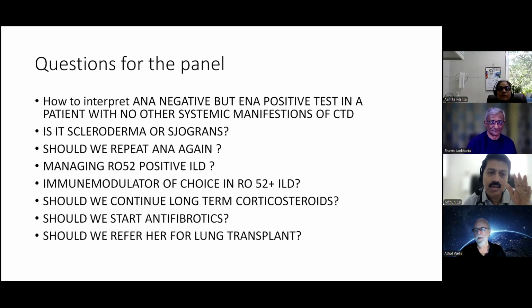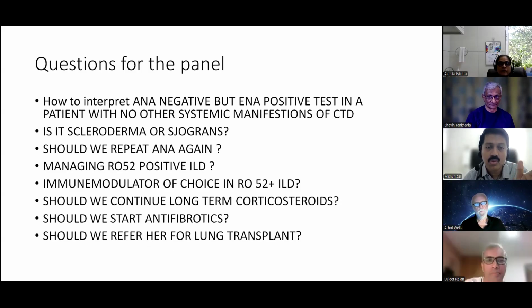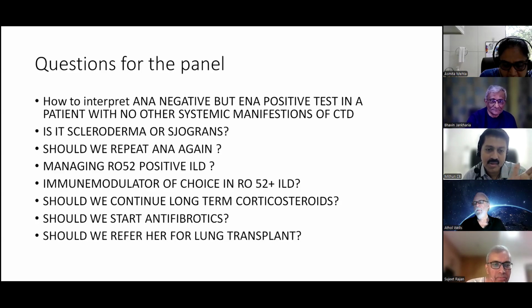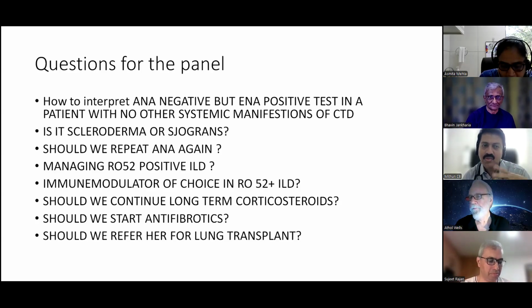ANA negative, Ro52 positive. Ro52 positivity can occur because it can be a cytoplasmic antigen also. It looks like a myositis related ILD to me. Ro52 positivity is not synonymous with Sjogren or scleroderma. Ro52 associated with anti-SSA or Ro60 is suggestive of Sjogren, not Ro52 positivity alone. In managing Ro52 positive ILD, Ro52 is a myositis associated, not a specific, antibody. Therefore, we have to look for other causes like myositis. The immunomodulator of choice is the same. Depending upon whether it is myositis, you have to treat aggressively.